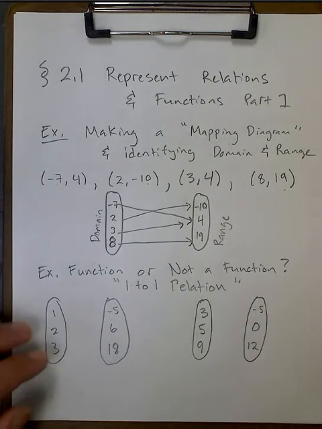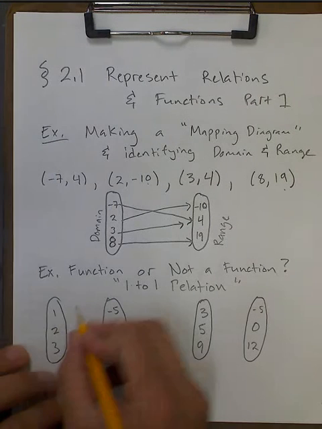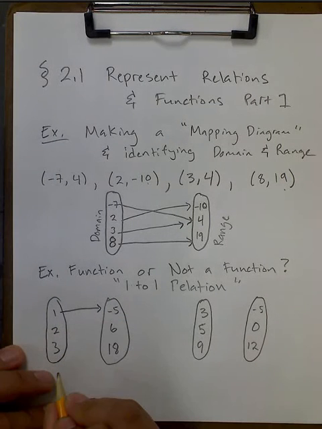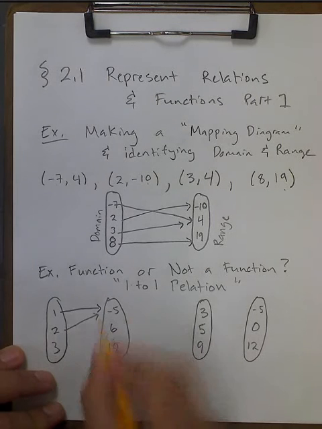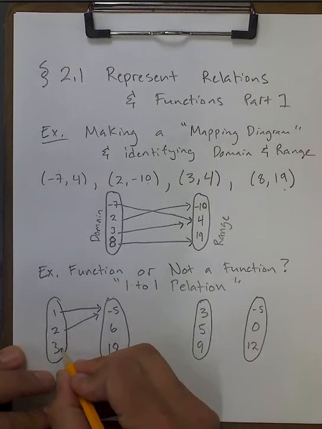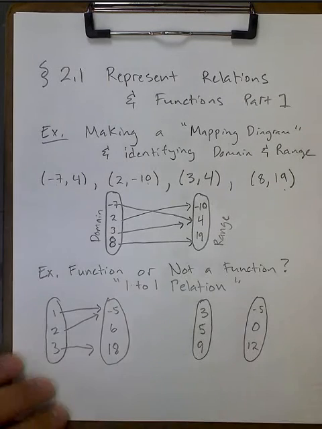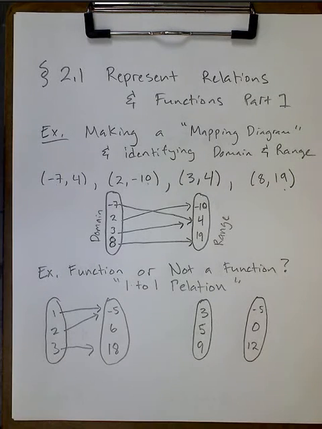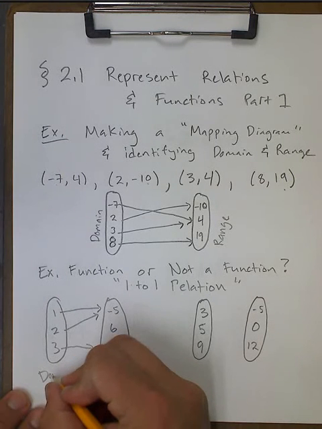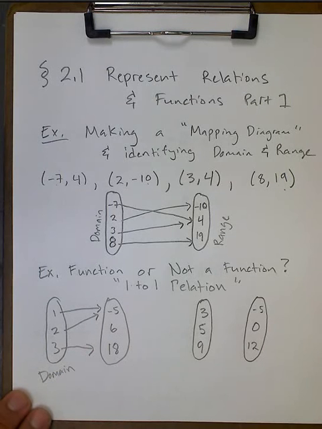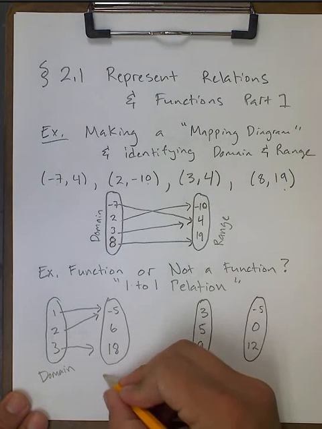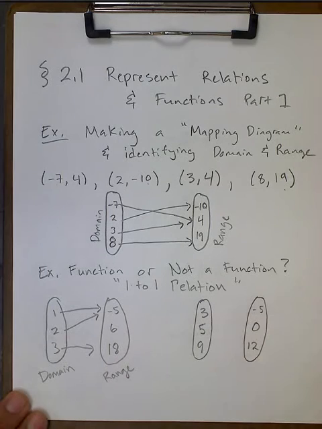So here's an example of a function. 1 can map to -5. 2 can also map to -5. That's okay, that's still a function. And 3 can map to 18. Remember, the oval on the left represents our domain, the input values to our function, and the oval on the right represents our range, the output values to our function.